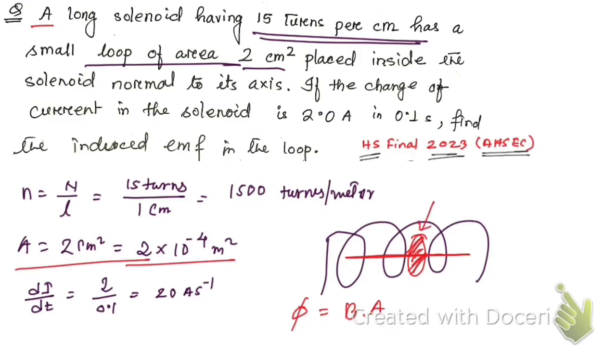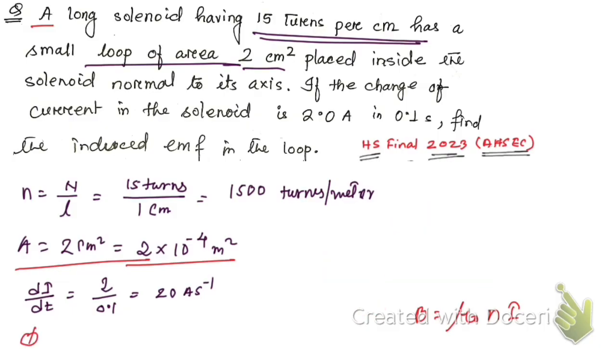This is the area of this loop. And the magnetic field inside a solenoid, we know, is B is equal to mu naught N I. So we can write that flux phi is equal to the magnetic field, that is mu naught N I, into the area of cross section A. And actually phi is equal to B dot A, right?